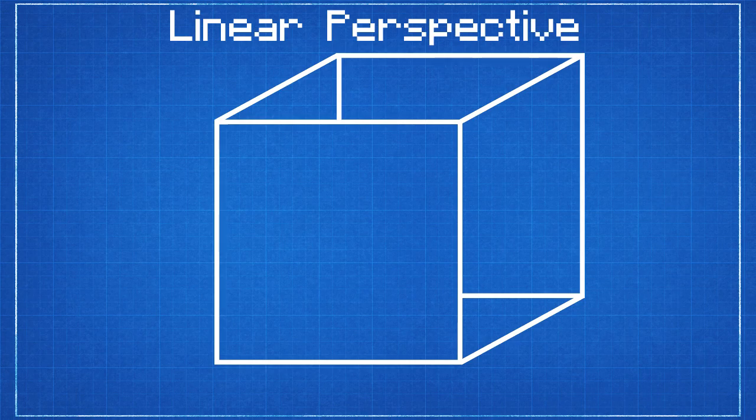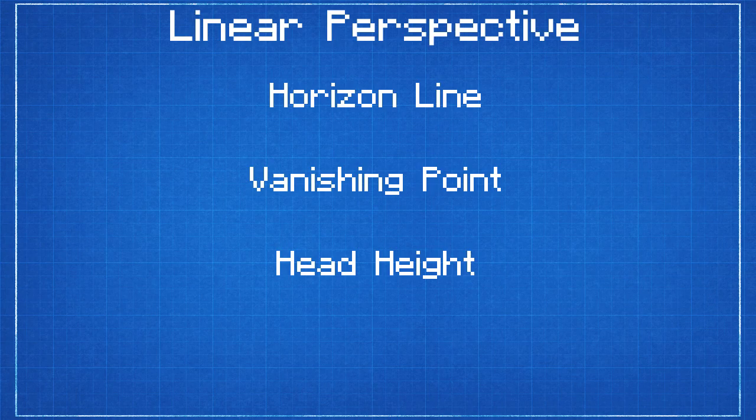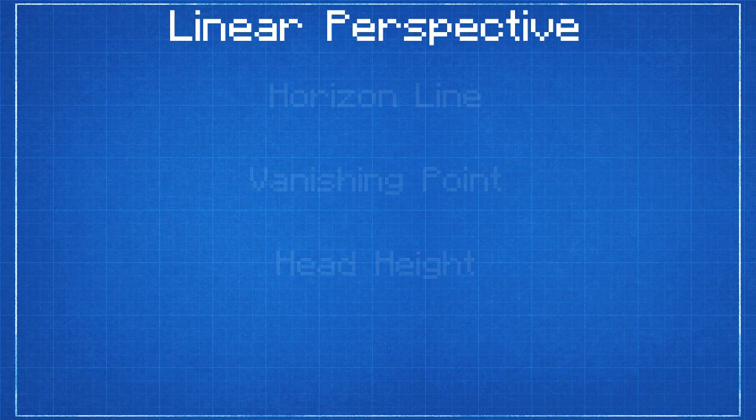Instead, Minecraft uses what's called linear perspective to render its environment. Linear perspective has 3 main components: the horizon line, vanishing points, and your head height, which will adjust the horizon line's value on the y-axis.